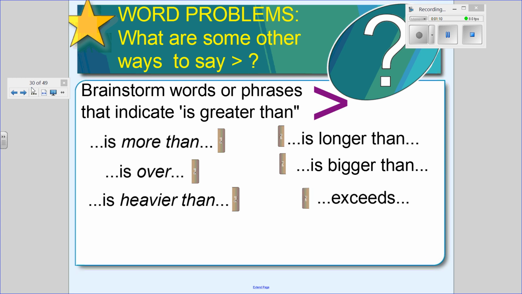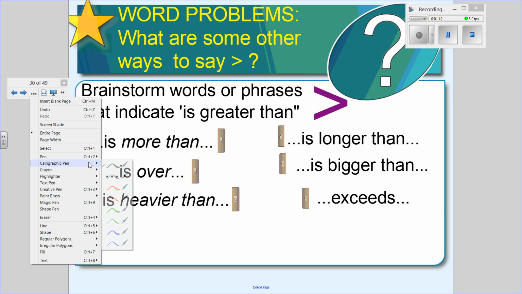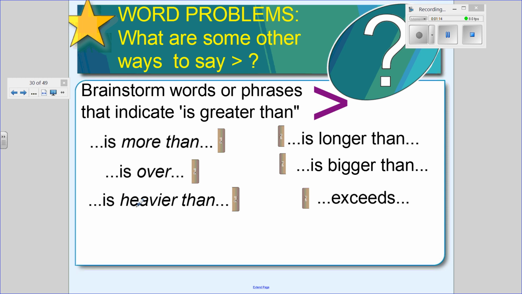So yes, we read from left to right. If I said n is over 20, I would write n, then the is greater than symbol, 20. N is over 20. If I write n exceeds 20, n is bigger than 20. The narwhal is longer than 20 feet. The narwhal is heavier than 20 pounds. Of course it is. It's a narwhal. Etc., etc.